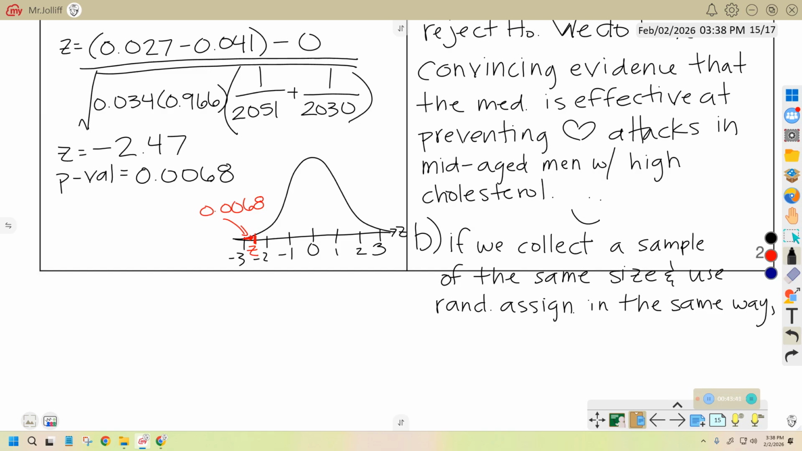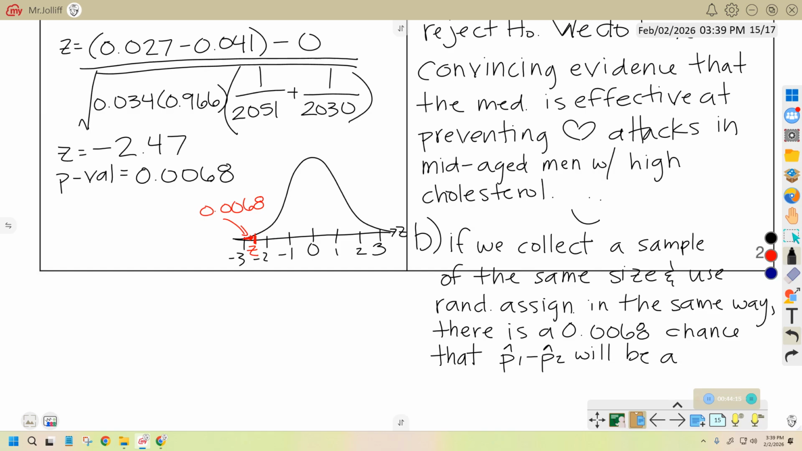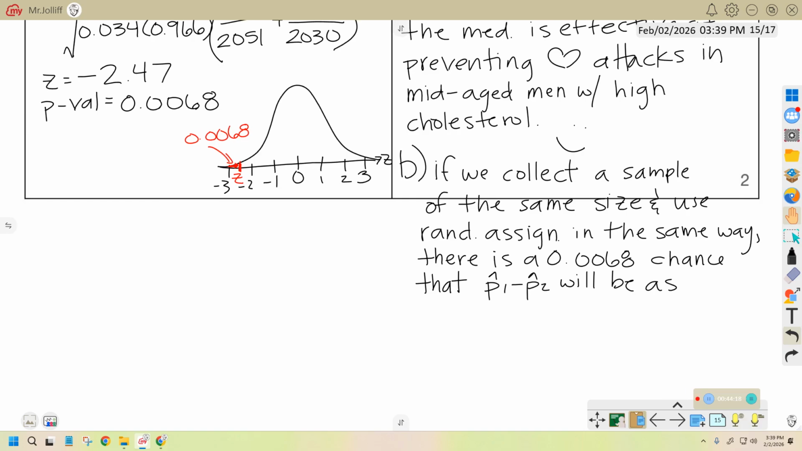So first thing I'm saying is if I were to do this process over again, exactly how I did it for this study, there is a, and then I'm going to state my p-value, 0.0068 chance that p-hat1 minus p-hat2 will be as extreme or more extreme than our sample statistic.